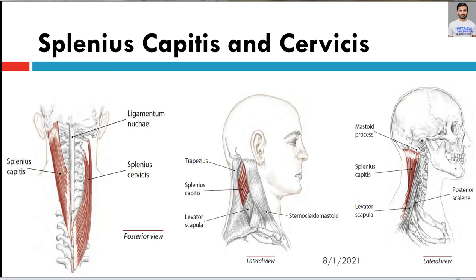And there's a trick to differentiate between these two, and that is if you resist the elevation of the shoulder, then the levator scapulae will be engaged. But if you resist the side bending, then the splenius capitis will be engaged, and this will be more taut as compared to the rest of the muscles.